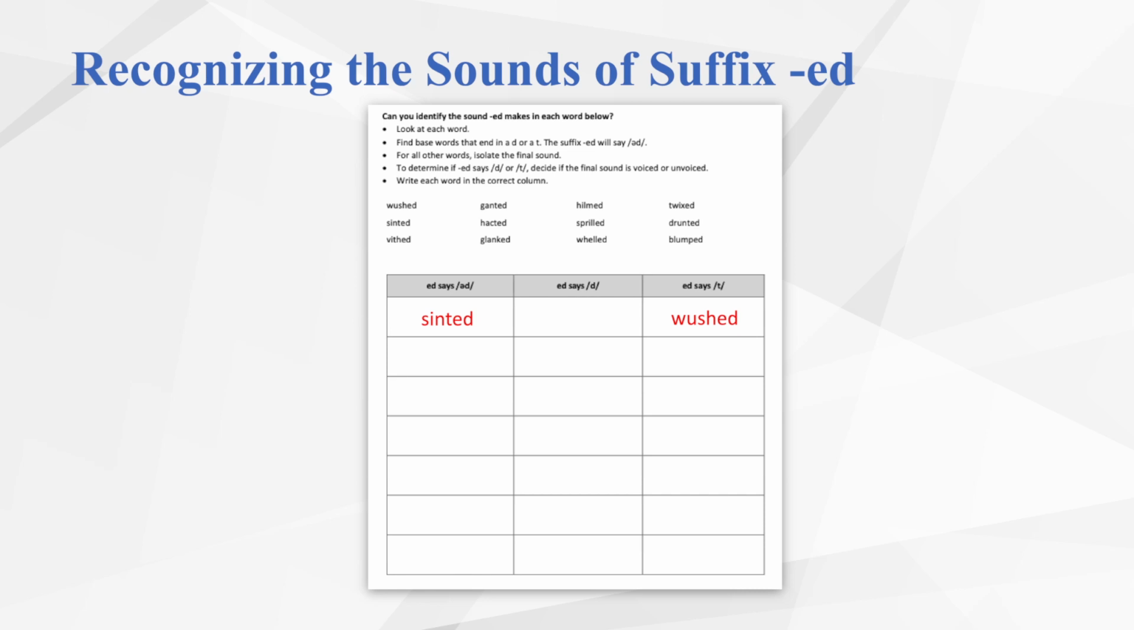We don't know if that th is voiced or unvoiced. If it's the unvoiced th sound, then the word would be vithed, and I would put it in the ed says t column. But it could also be vith, with that th making the voiced sound. If that were the case, ed would say d, vithed. So I'm also going to record it in that column, since this is a nonsense word and it could be pronounced either way.